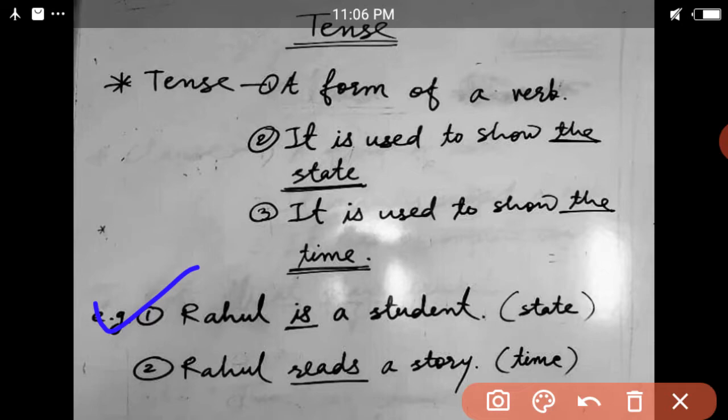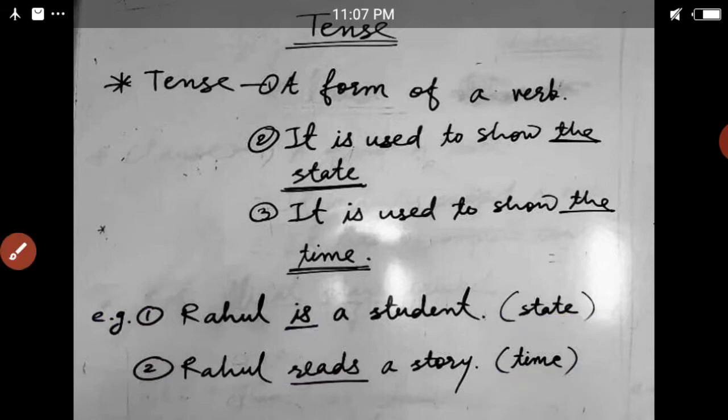First example, Rahul is a student. Here in this sentence, the word is is used as a main verb, and as it is not an action verb, it is showing the state. Next, Rahul reads a story. The verb in the sentence is reads, and it is one of the action verbs. So here it is showing the time. Both the sentences belong to present tense. Let's go ahead.